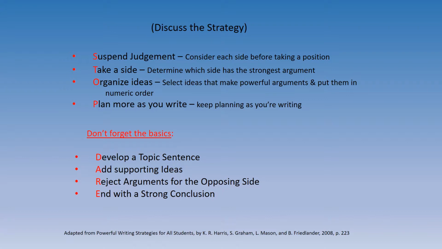So when you're writing an opinion paper, you want to consider both sides before you take your position, which leads to the second step, take a side. And that is when you determine which side has the strongest argument. The third step is organize your ideas. So you want to research and then put your ideas into some kind of significant order that is meaningful for you. P stands for plan. So as you write, you just keep planning, keep editing, and refining your paper.